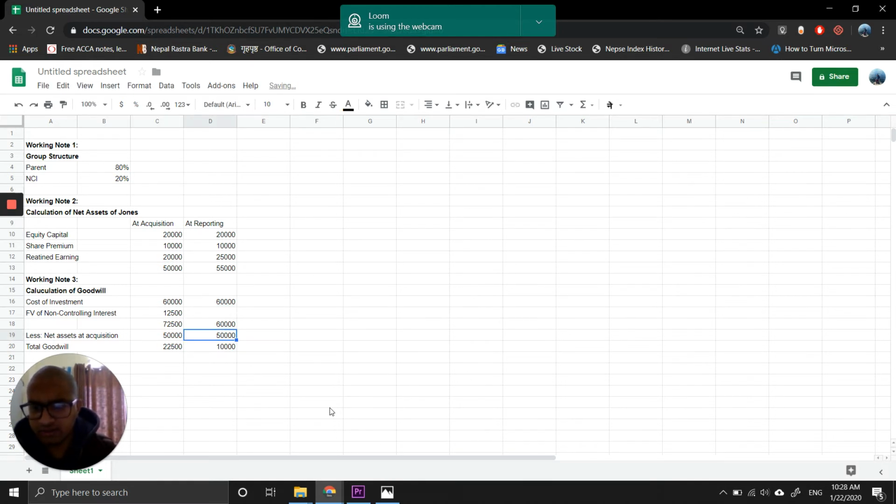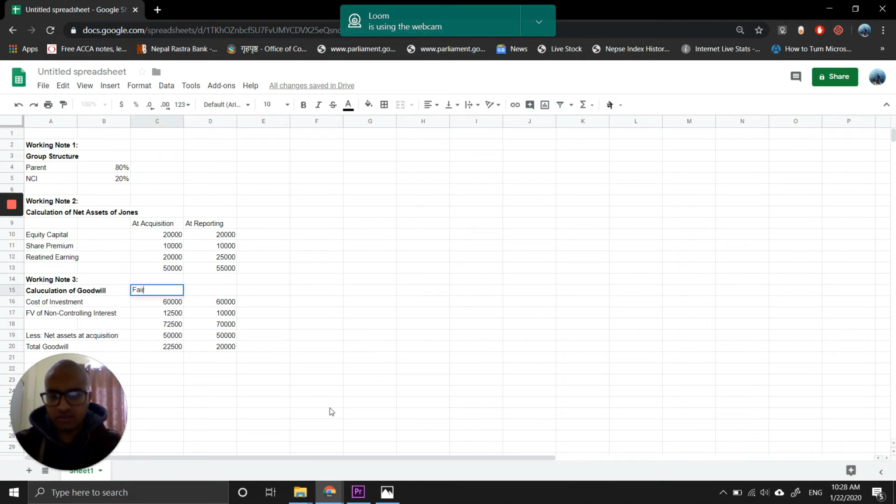So it would be the same figure, but the only difference is that your value of NCI would be derived from the net assets. Okay, this is the net assets proportion method. So what you would do is net assets multiplied by their share of the company, 20%, right? You can always get this from our group structure as well. So that's your 10,000.